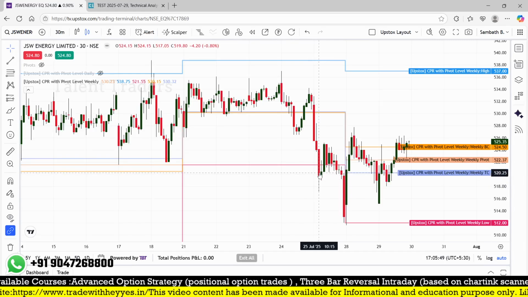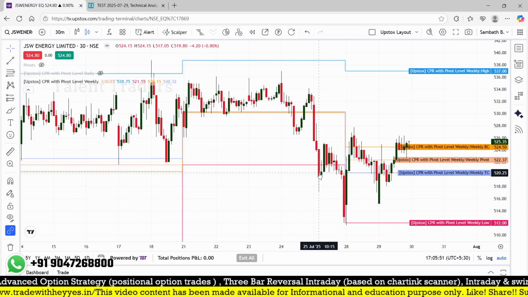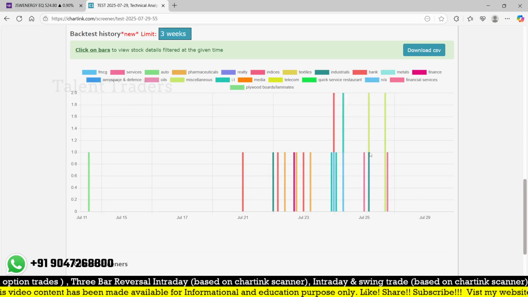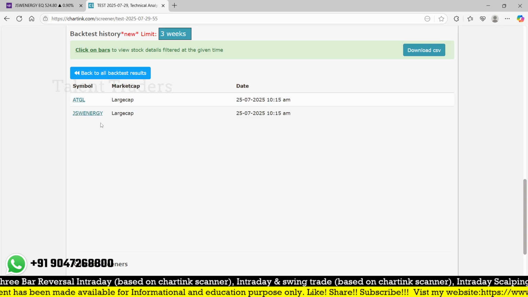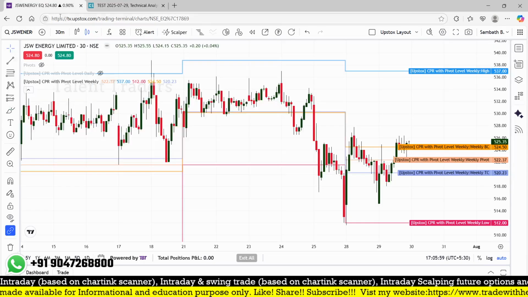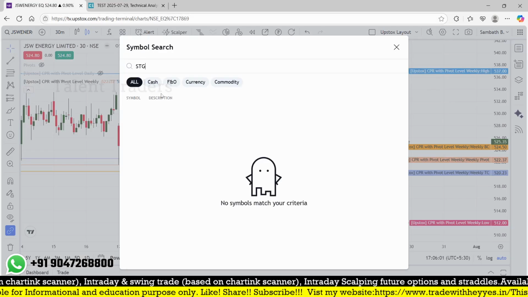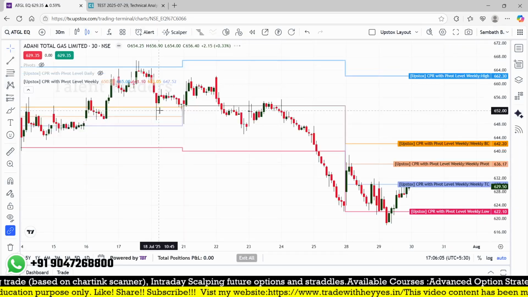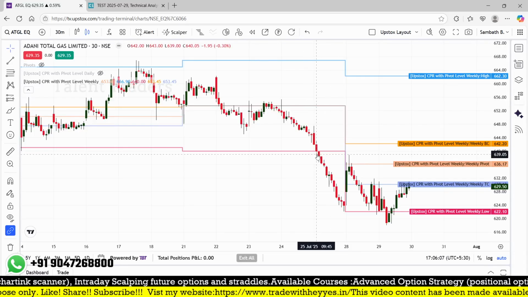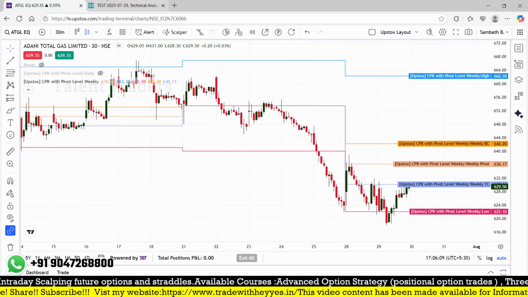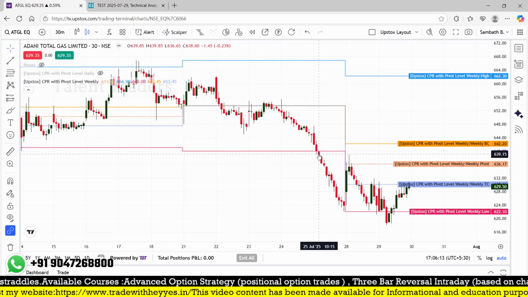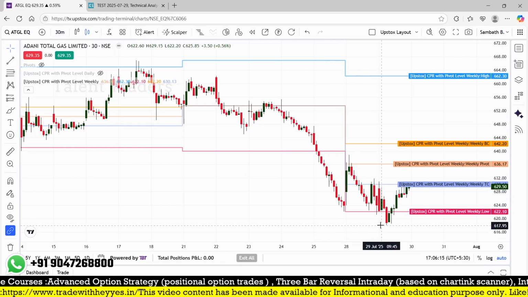So at 10:15 on the same day, where you can see 10:15, yes, that stock could be available. And one more stock, ATGL. Okay, here is the one. So around 9:45 to 10:15, ATGL closed below, and now this one has moved back.